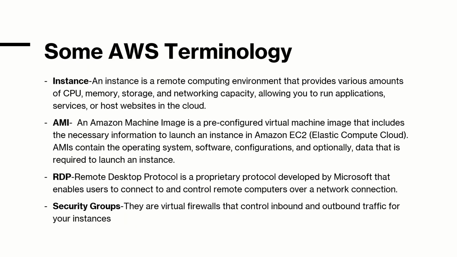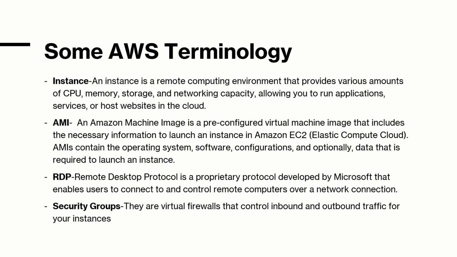Next, we will see some important AWS terminology that we will need to know before making our own applications. An instance refers to the cloud environment that you create on AWS. AMI stands for Amazon Machine Image and is a ready virtual machine that has necessary info to launch instances.